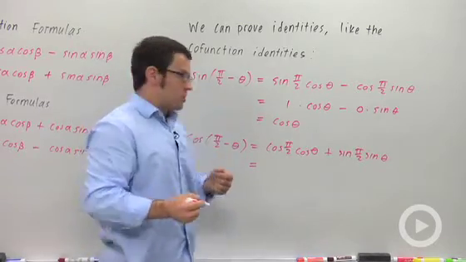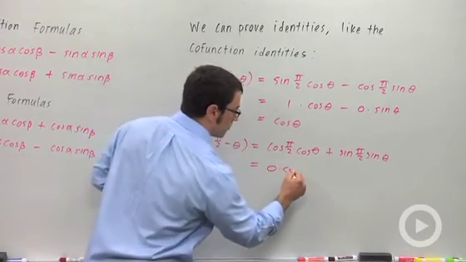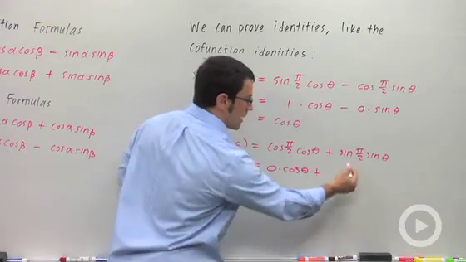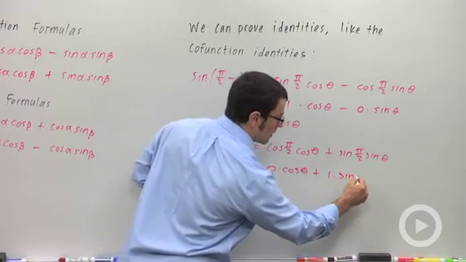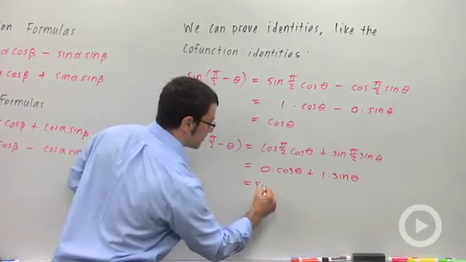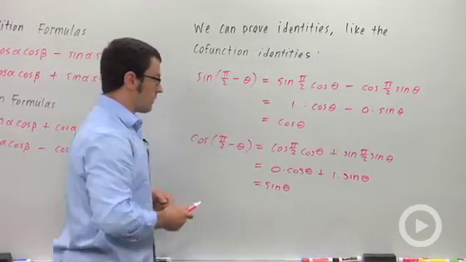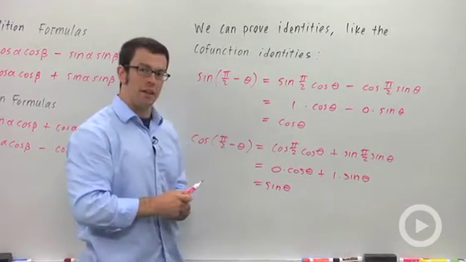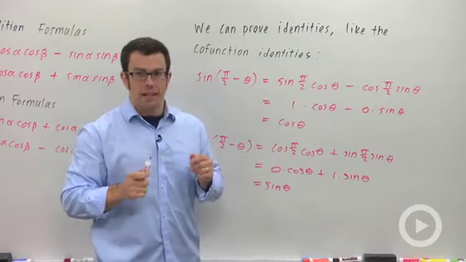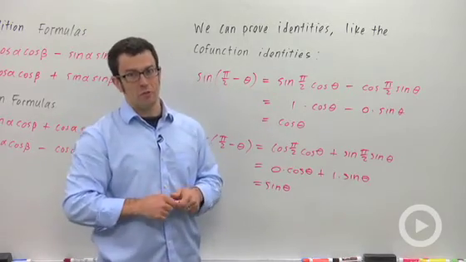Remember cosine of pi over 2 is 0. Sine of pi over 2 is 1. And so we end up with sine theta. Cosine of pi over 2 minus theta equals sine theta. So the cosine and sine addition formulas are really useful for proving identities.